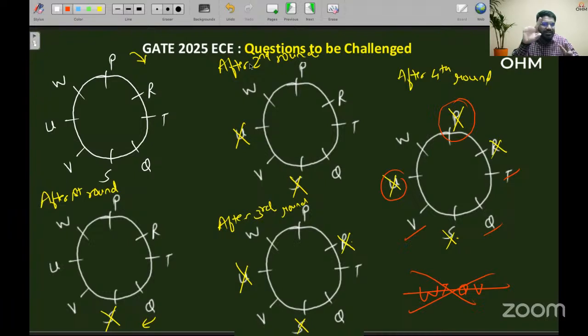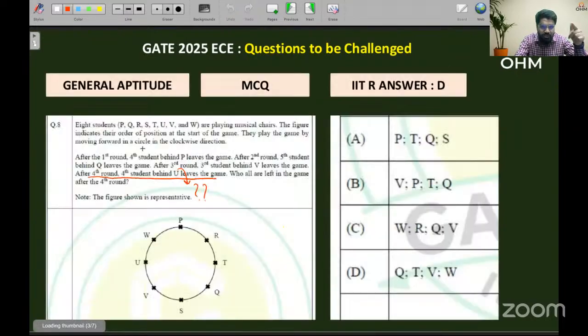So the examiner didn't cross-verify the solution, or probably there's a typo. The fourth person behind Q, they didn't want to mention Q. That may also be a possibility. After the fourth round, the fourth student behind you, maybe the intention was not U, it was V or something. That small typo can also happen. So whatever, it's data ambiguity. Option two is strange. U is eliminated, so that is a data ambiguity, and hence it has to be accepted as MTA. That's what I believe.